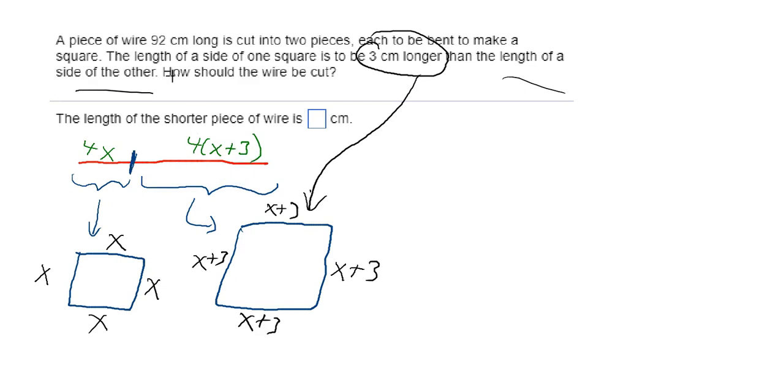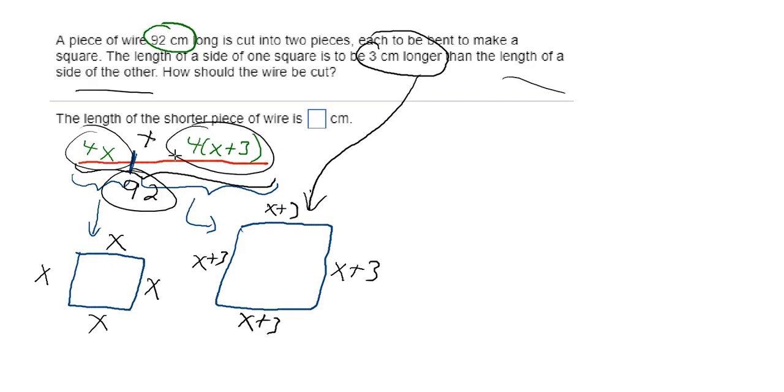Now, how do I make an equation out of that? Well, I don't know if you maybe looked over this detail, but at the very beginning of the problem, we're told the total length of the wire is 92 centimeters. So the total length of the wire from one side all the way to the other side is 92. So if I take the shorter piece of the wire and add to it the longer piece of the wire, those two would have to add together to give me the total length of the wire, which is 92.